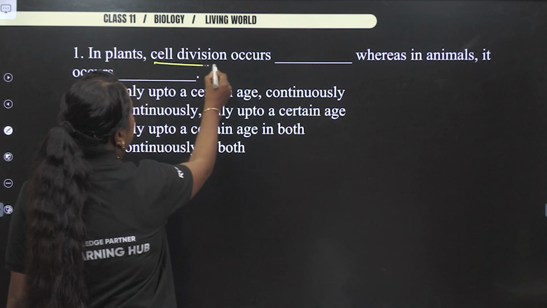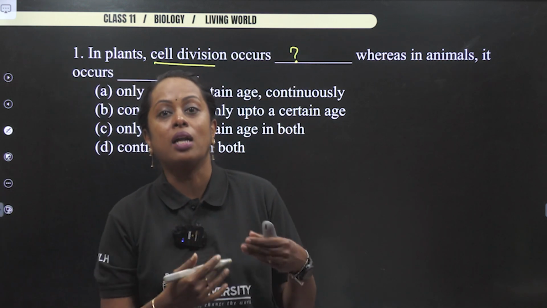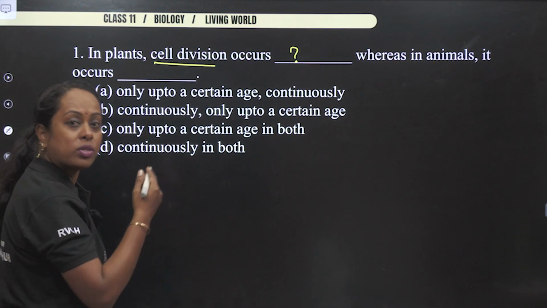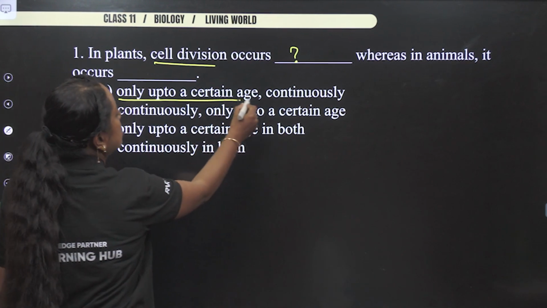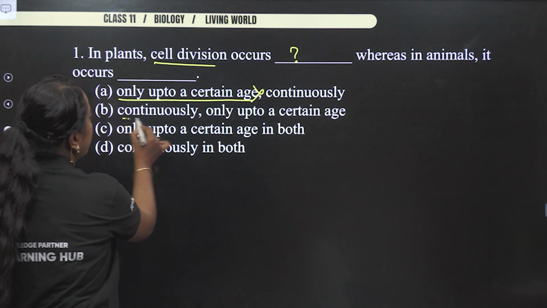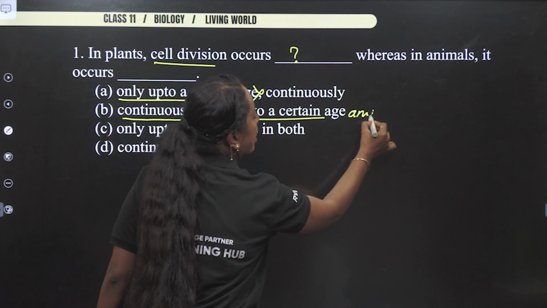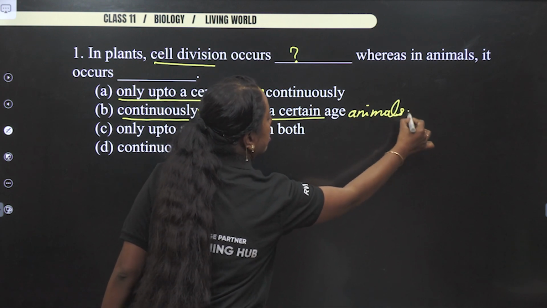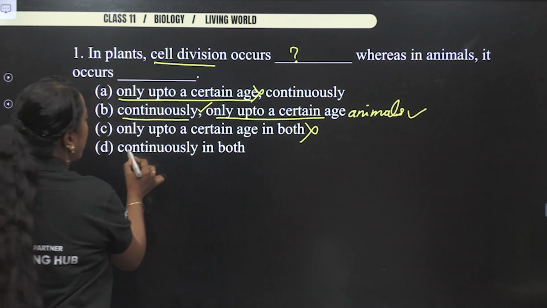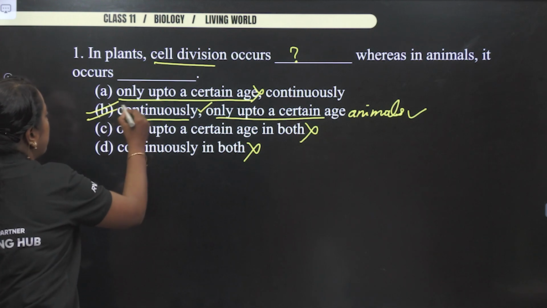In plants, cell division occurs. May I say in plants, cell division takes place continuously, but in case of animals, it is not continuous. So if you see the options, only up to a certain age in plants is wrong. Continuously, yes, it is correct. Only up to an age in case of animals, yes, this is going to be right. Let's see the other options also. Only up to a certain age in both, wrong. Continuously in both, wrong. So thereby our answer becomes option B.